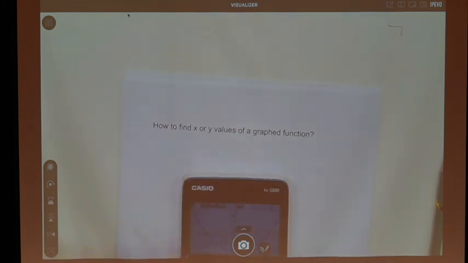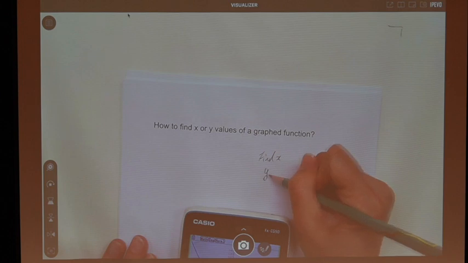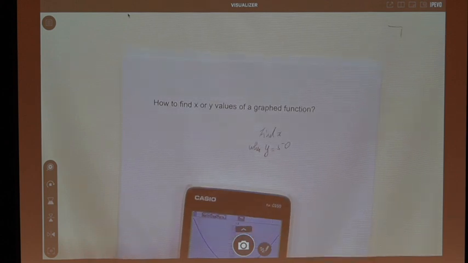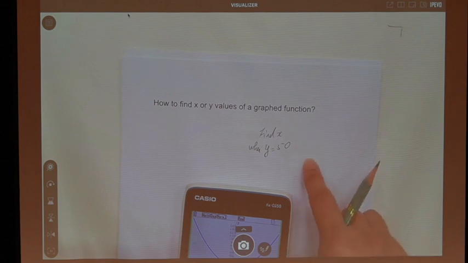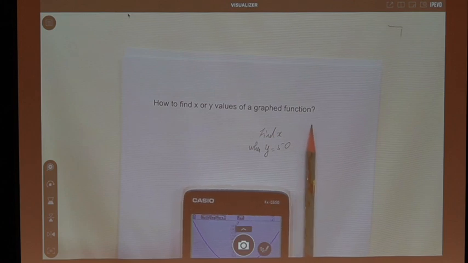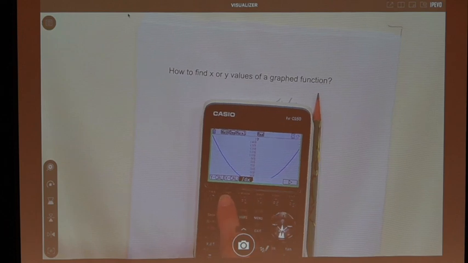Now with this particular graph, I need to find a certain value of x and y. For example, I need to find x when y equals 50. How could I do this? Aiden? How do I find x when I want y equals 50? G-solve, yes. That's good. G-solve. Nothing here. We want x, so it's x cal.